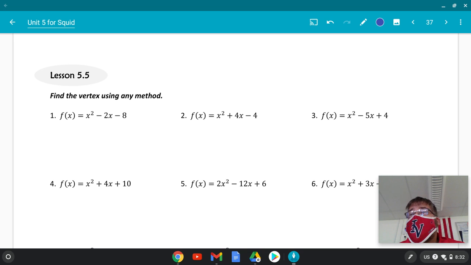All right, we're on section 5.5, completing the square. We've been working on that a little bit this week. I'm going to get into specifically completing the square and then completing the square with a leading coefficient, or at least a portion of those problems. So let's go to work.